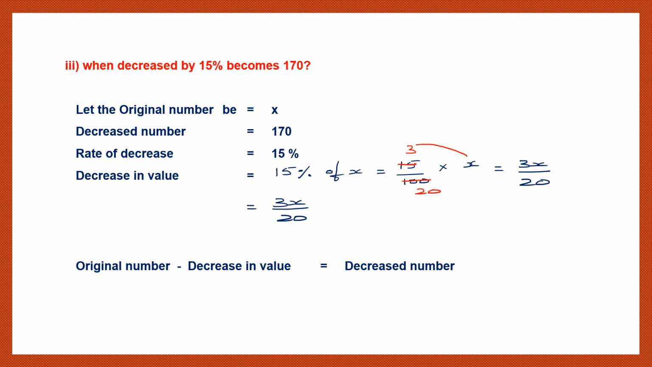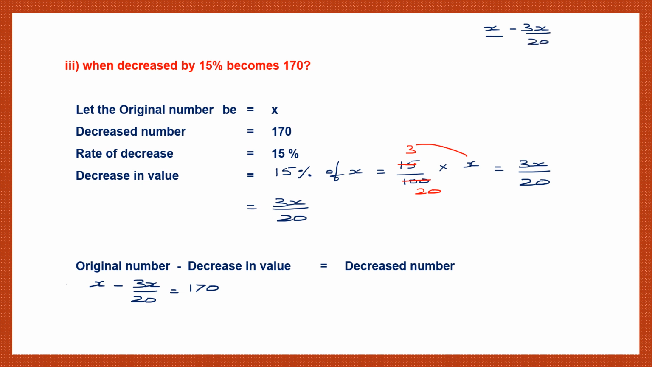So let's write that. Take the original number, decrease this from it, and you will get the decreased number. The original number we don't know, so we're going to say x minus the decrease in value, 3x by 20, is equal to the decreased number. And what is the decreased number? The decreased number is 170. So now we have to work out this subtraction of fractions. x minus 3x by 20.